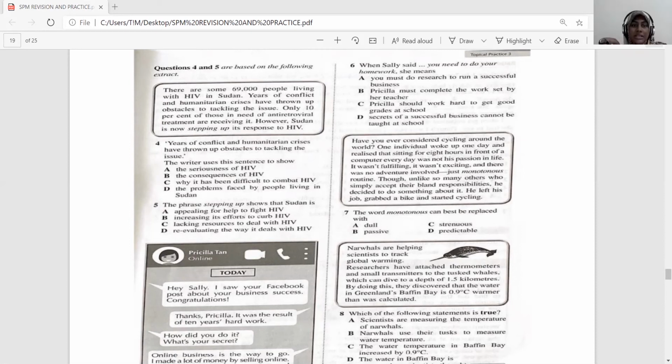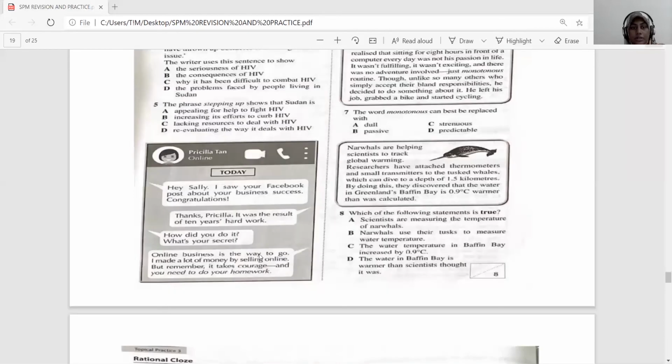Because they are saying that a lot of people are struggling. Okay, it's not the consequences. You can't see the consequences. It's A. Okay, how about number 5? The phrase stepping up shows that the Sudan is... B. Very good. Number 5 is B. Haziq and Punis, yes, it's B. Very good. All right. Number 6.